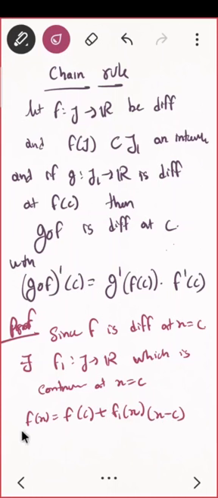And what is your f dash of c? F dash of c is your f1 of c. This was the second definition I gave you. I am going to use this only. We are given f is differentiable, so I wrote its definition here. Now let us write that g is differentiable at f of c. So let us write the differentiability of g.